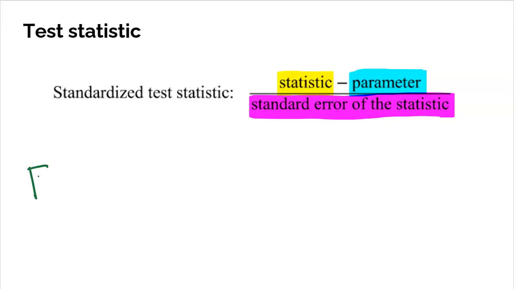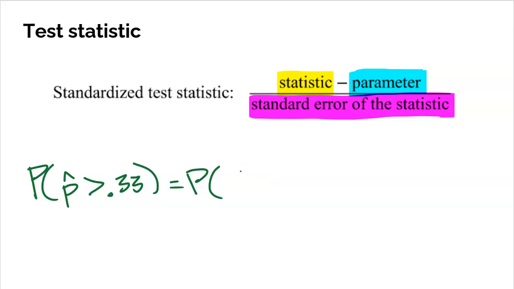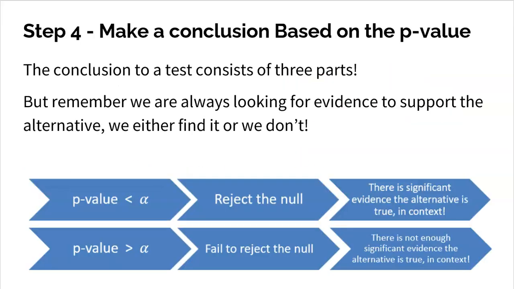Again, if I'm trying to find the probability that a sample is more extreme than my sample of 33% green gummy bears, then I need to figure out the probability that a z-score is more extreme than whatever z-score I calculate. Then I go to normal CDF or use my z-tables to find that probability. With that probability, my p-value, I can make a conclusion. That is, of course, step 4. Step 4 is making a conclusion based on the p-value.